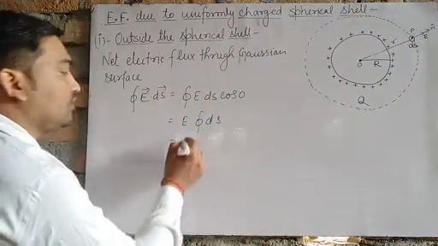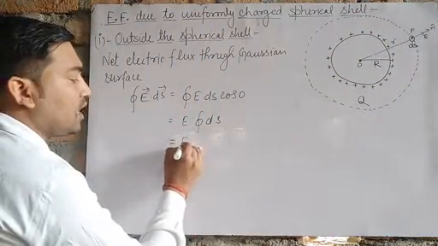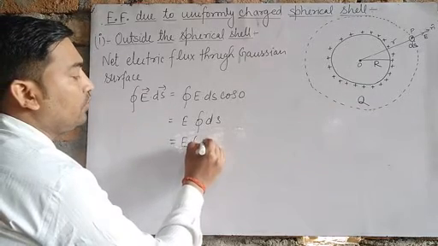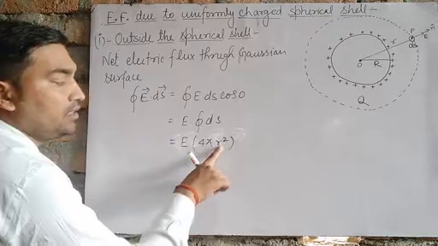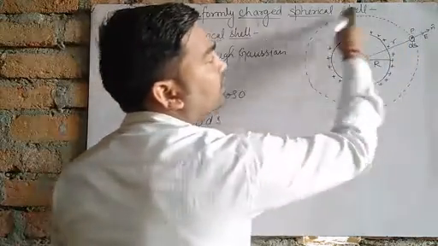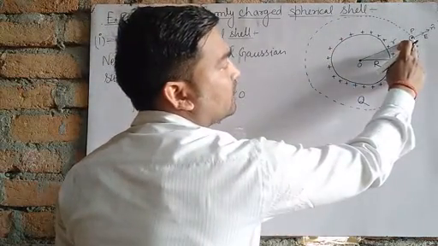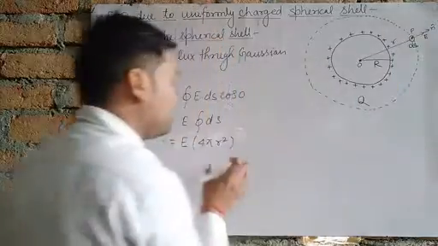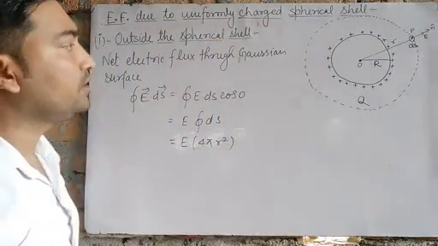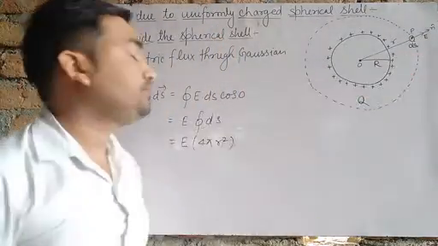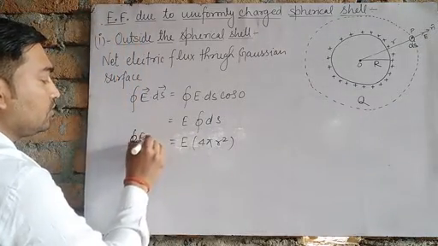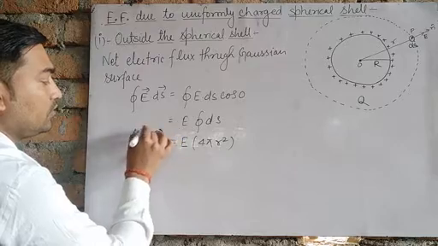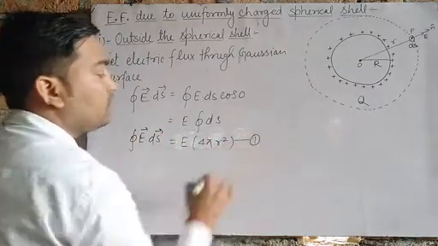The total surface area of this outer sphere is 4 pi r square. This r is the radius of this Gaussian surface, and ds is on this spherical surface. That's why this is the total surface area of the outer sphere. So the value of the total flux is E times 4 pi r square. It is equation number 1.